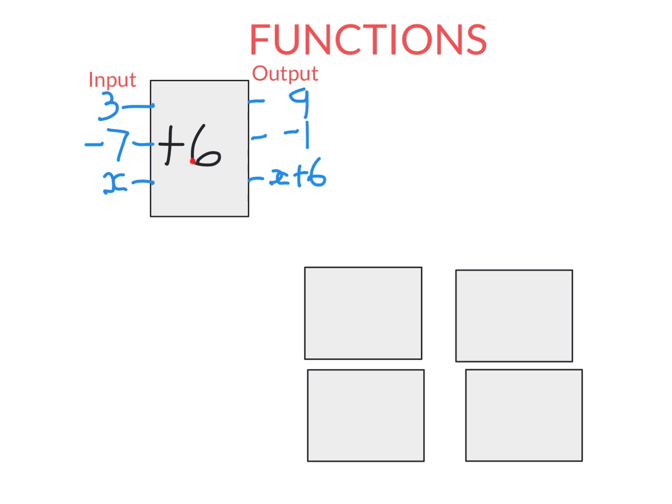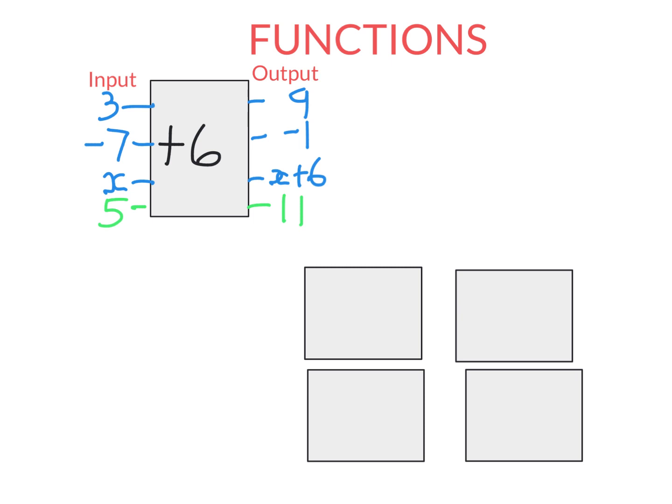See, if it's a function like this +6 machine, if we have an output like 11, we know what we need to input to get that 11. This way, we're adding 6, so if I go the other way from right to left, you are doing the opposite of adding 6, you're subtracting 6. 11 minus 6 is 5. I would need to input 5 into this machine, this +6 machine, to get 11.